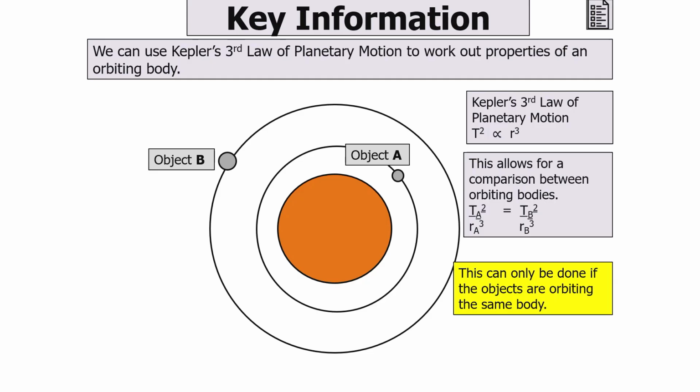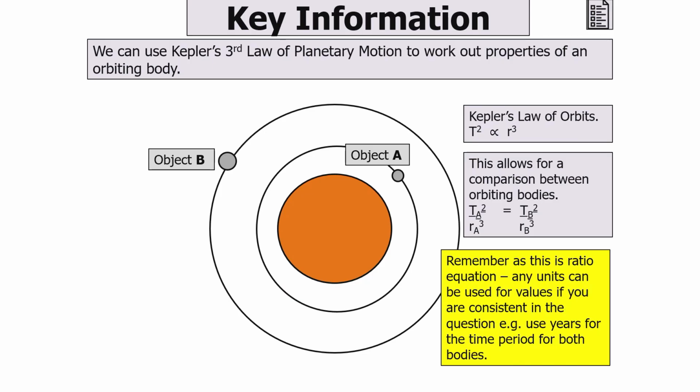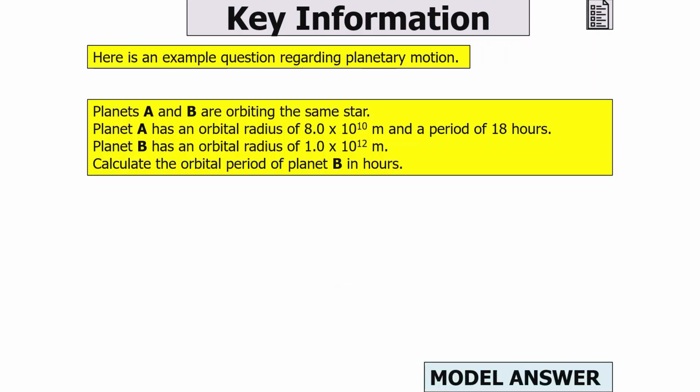Now in these types of questions you must remember that the time period of the Earth is 1 year, and the radius of the Earth's orbit is given on the equation sheet for your exam. Also remember that as this is a ratio equation, any units can be used for values if they are consistent in the question. For example, you can use years for both time periods for the bodies because it will simplify through as a ratio. Now it's very common in examinations where you're expected to ratio the values of different orbiting bodies.